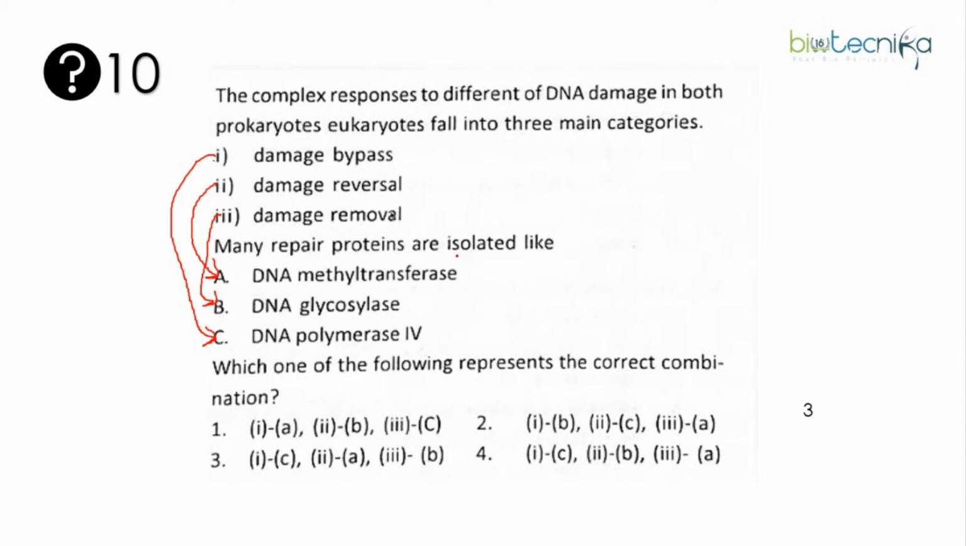So see here also, if you don't know exactly about damage bypass, you know about damage reversal and damage removal, isn't it? DNA methyltransferase and DNA glycosylase, you know about this even if you have not studied translation. So if you can match methyltransferase and glycosylase with the correct kind of damage, the third one automatically will be set.